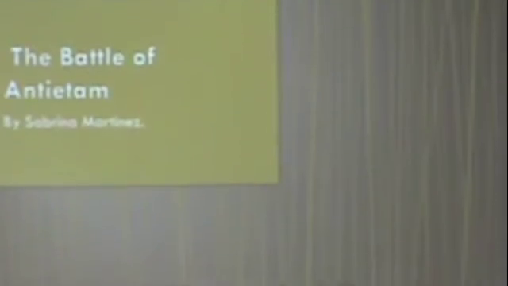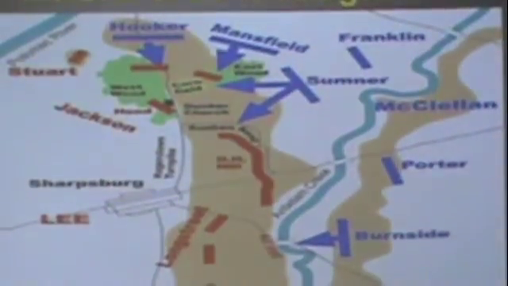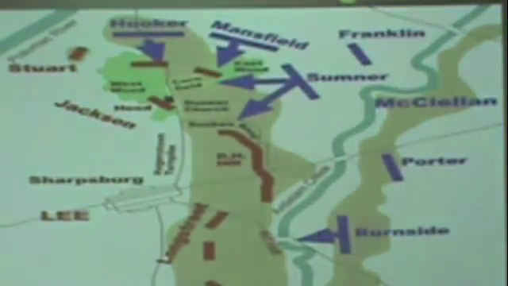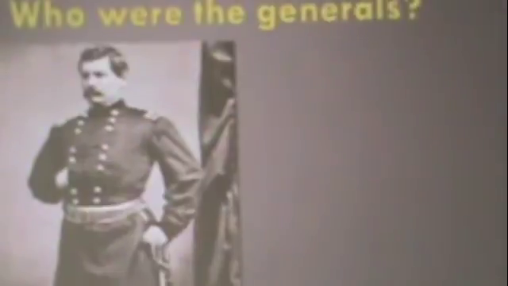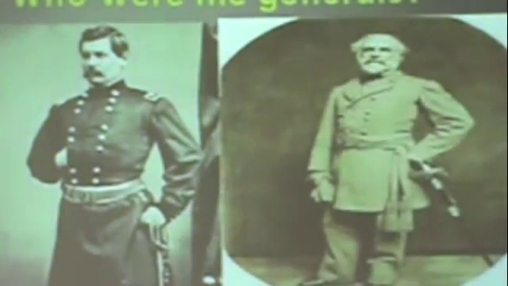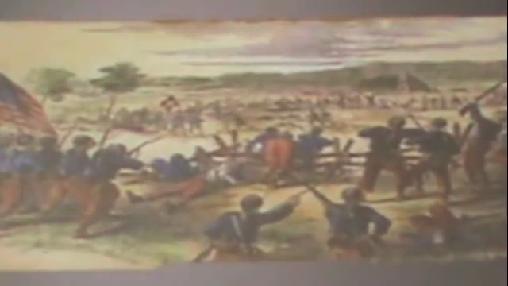The Battle of Antietam. The Battle of Antietam was fought between Sharpsburg, Maryland, and Antietam Creek. George McClellan was the Union general, and Robert E. Lee was the Confederate general. The casualties in the North lost 12,000, and the South lost 14,000. The Battle of Antietam was fought on September 17, 1862. It was fought between Sharpsburg, Maryland, and Antietam Creek.